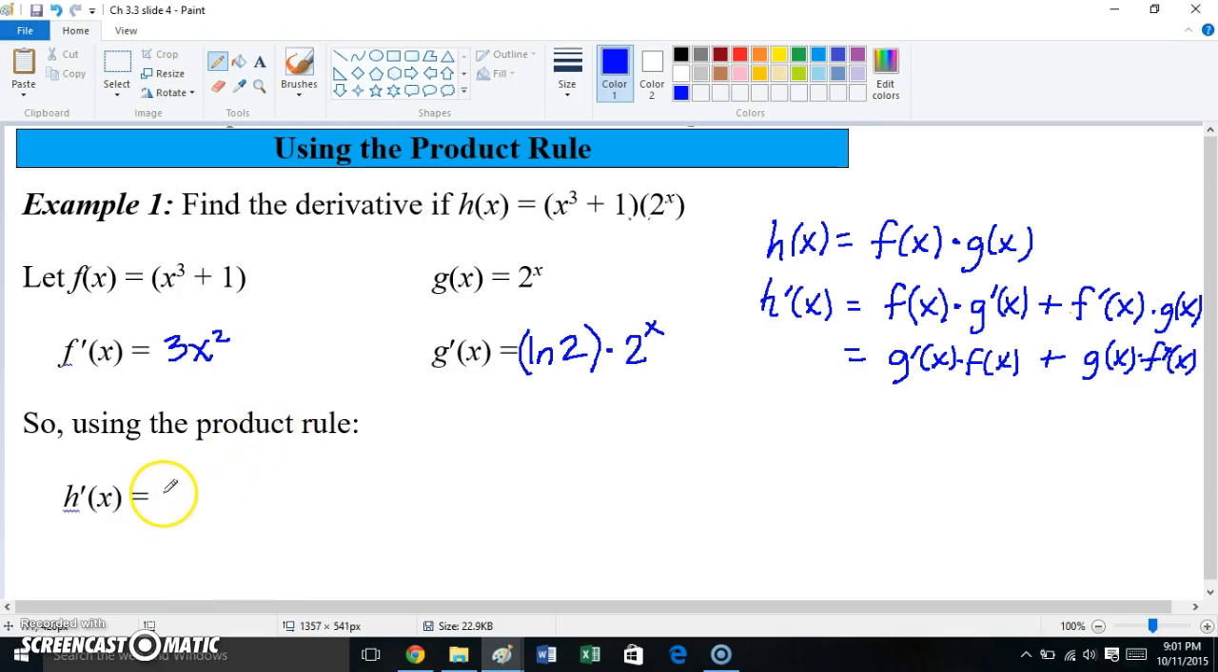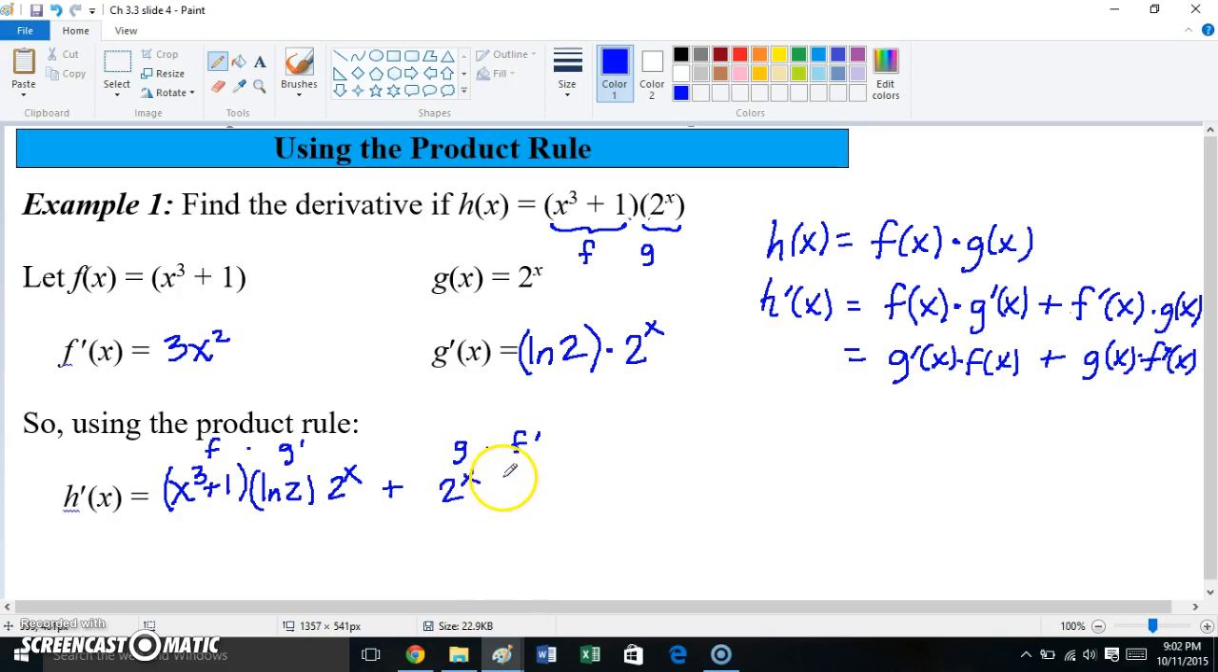Okay, so this function will be my f of x. This function will be my g of x. So the derivative will be x cubed plus 1, which is f of x, times g prime, which is the natural log of 2 times 2 to the x, plus g times f prime, so g is 2 to the x, times f prime, which is 3x squared.